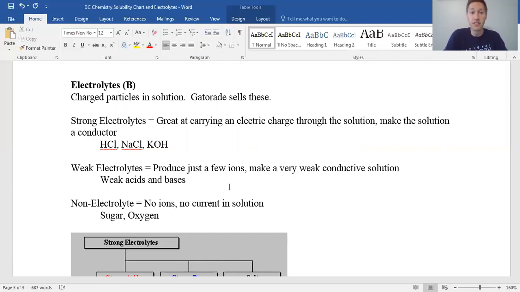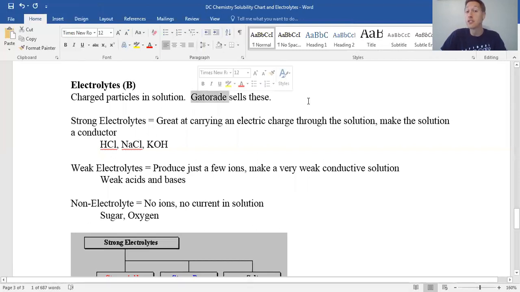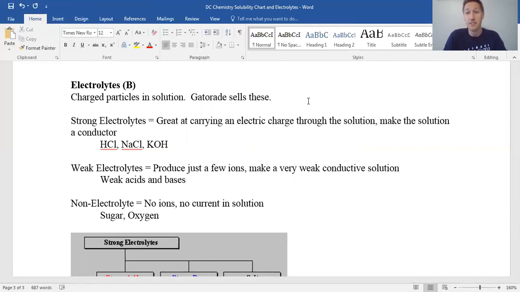But the general idea is, when someone says electrolyte, it just means an electron carrying particle inside the solution. You can go buy a bunch of these in Gatorade, although we should mention that Gatorade is basically water with a lot of sugar and a pinch of salt. If you take a pinch of salt and put it into water, you've got electrolytes.